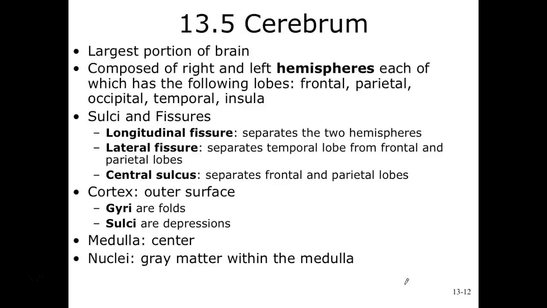So I'm going to show you them on the next slide. We have the longitudinal fissure, which separates the two hemispheres. Lateral fissure separates the temporal lobe from the frontal and parietal lobes, and our central sulcus is going to separate the frontal and parietal lobes. And just general terms for our cortex, so the outer portion of our brain, is going to be gyri, which are the folds, and the sulci, which are the depressions.